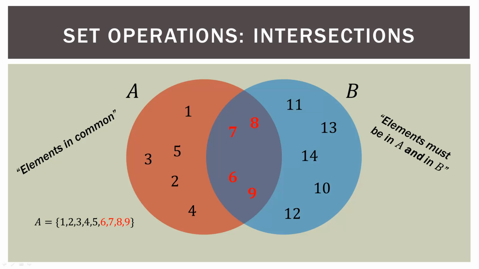So A is 1, 2, 3, 4, 5, 6, 7, 8, 9. B is 6, 7, 8, 9, 10, 11, 12, 13, 14. So what elements are in both? What do they have in common? So we say A intersect B, and remember that's the intersect symbol down there. It's an upside down U. A intersect B equals the set 6, 7, 8, 9, or that intersection. And that's how we write that. So this is how we do very simple intersection using two sets that overlap and have elements in common.